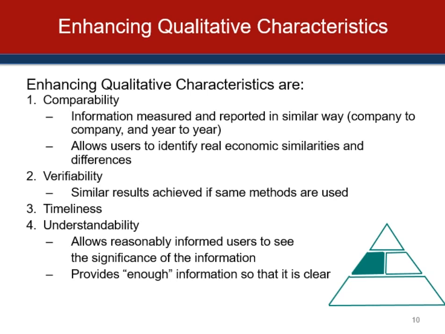Verifiability, the second category here, exists when knowledgeable independent preparers or users using the same methods would achieve similar results or reach a consensus regarding the accounting for a particular transaction. So it's something that we can agree on. Timeliness means having the information available to decision makers before it loses its capacity to influence current decisions. So it has to be presented in a time when it's actually useful to those users in making decisions. Understandability is the quality of information that lets reasonably informed users see the connection between their decisions and the information in the financial statements. So understandability is enhanced when information is properly classified and characterized and is presented clearly and concisely in the financial statements.